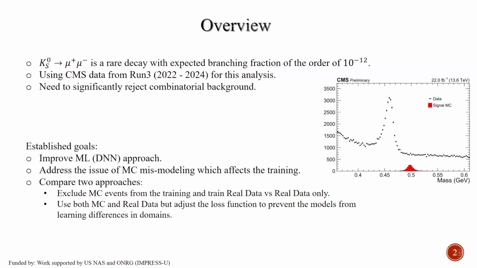That's why we came up with an idea for this project, in which we will compare two approaches. The first one is to exclude Monte Carlo events from the training and train real data versus real data only, which we suppose will mitigate the influence of mismodeling on the training. The second approach is to keep using both Monte Carlo and real data, but adjust the loss function to prevent the models from learning differences in domains.